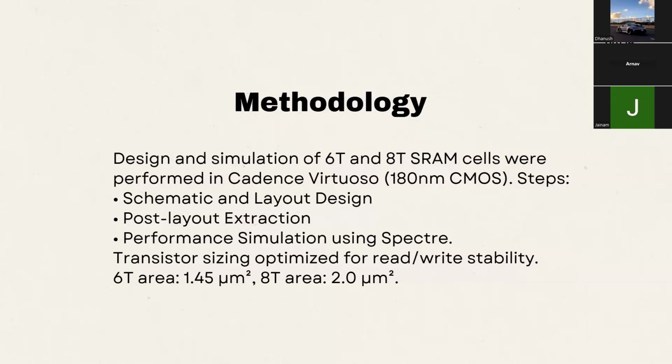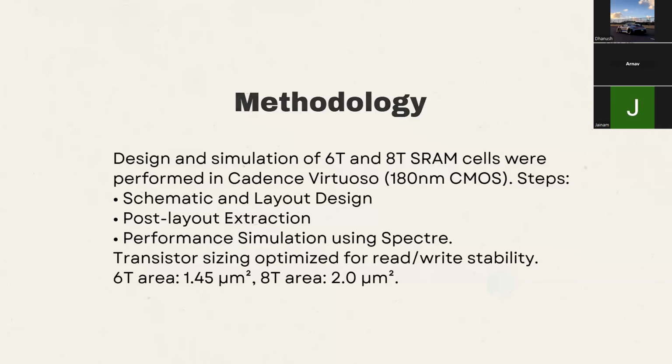Transistor sizes were carefully optimized for read and write stability. The area of the 6T cell was found to be 1.45 micrometer square while the 8T cell occupied about 2.0 micrometer square, mainly because of the additional read transistors. These steps helped us obtain accurate post-layout simulation results that reflect real-world performance.